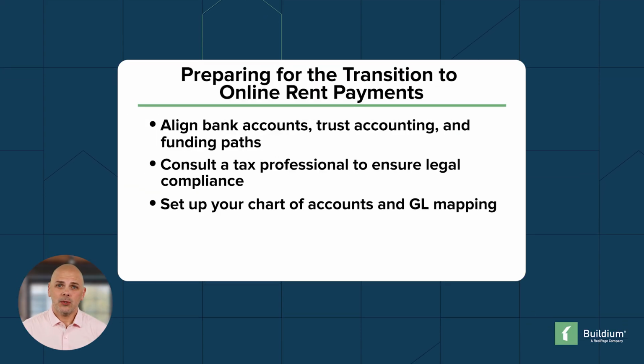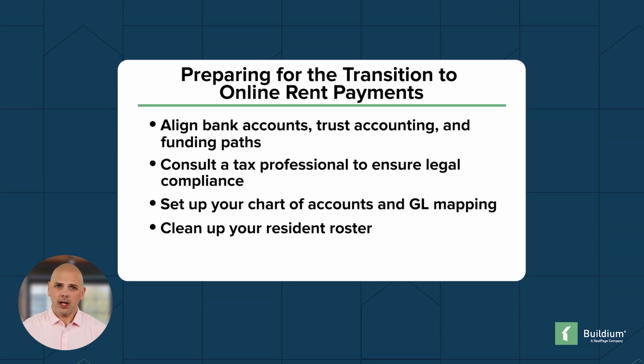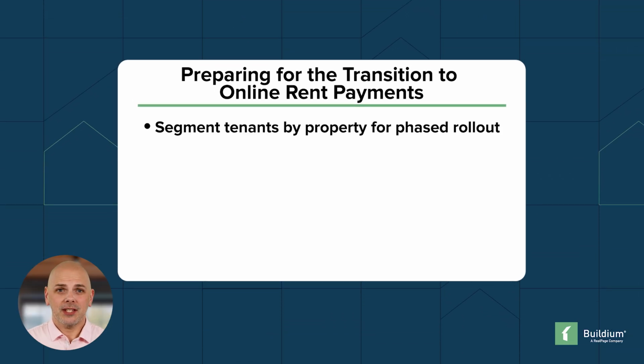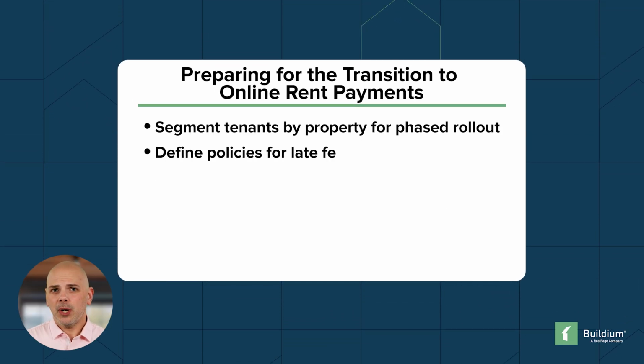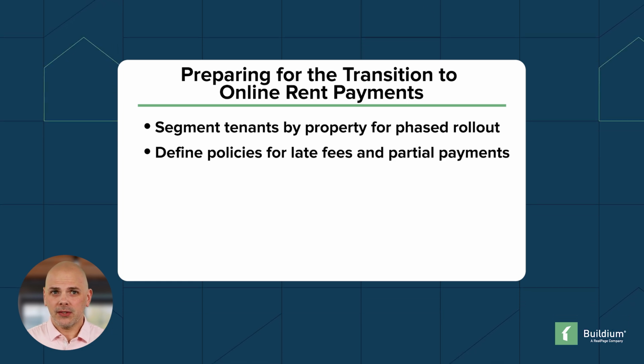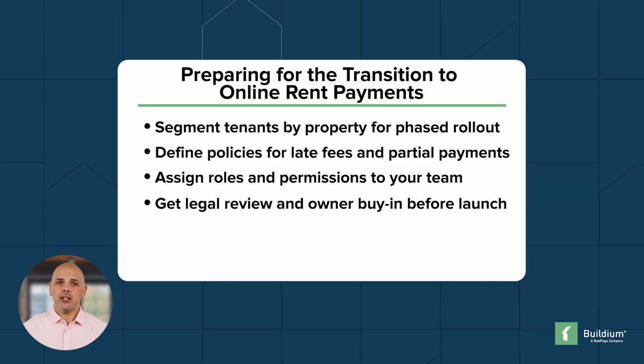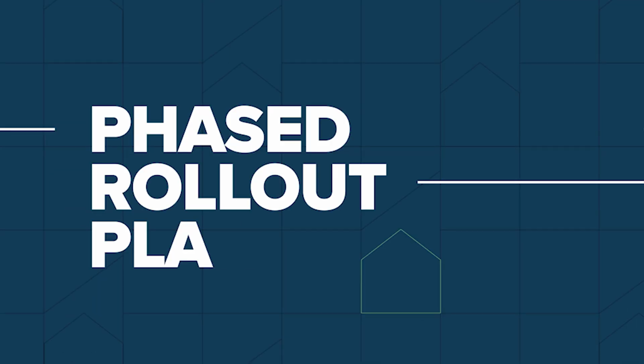Set up your chart of accounts and GL mapping for accurate bookkeeping. Clean up your resident roster to make sure you have everyone's contact information to communicate payment changes. Then, segment your tenants by property to organize a phased rollout. Define policies for late fees and partial payments. Assign roles and responsibilities to your team members, as well as permissions in your software. Finally, get one last legal review of all your rent collection processes, as well as owner buy-in.